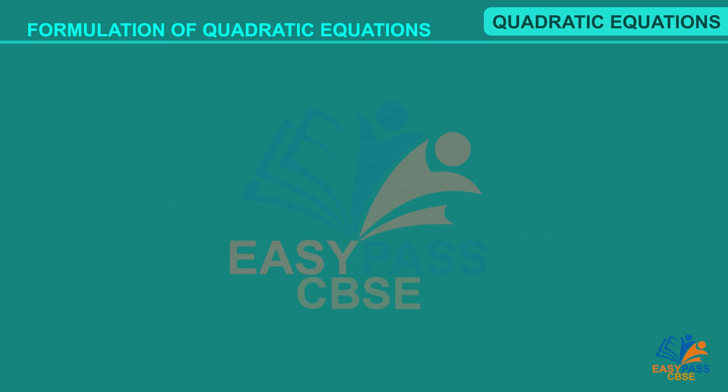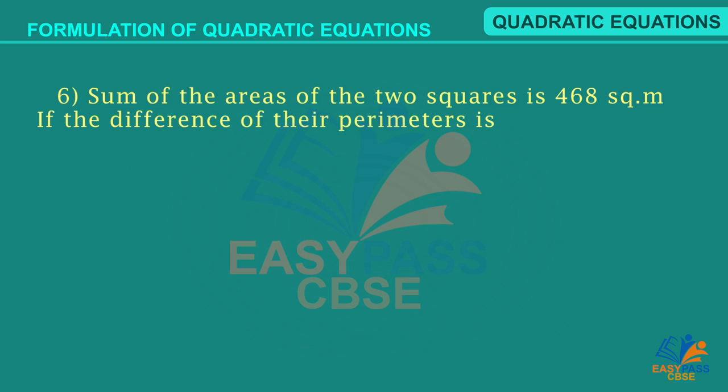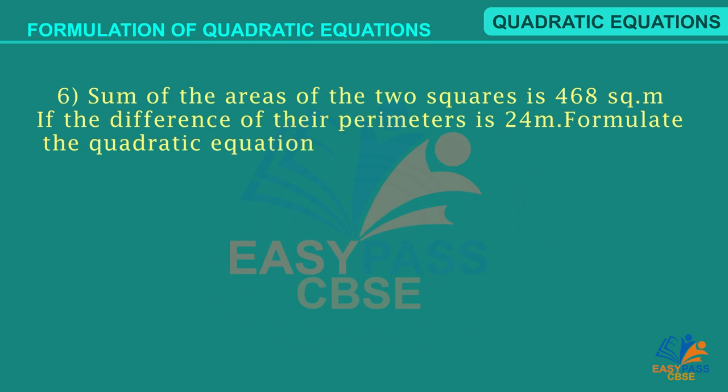Sixth example. The sum of the areas of the two squares is 468 square meters. If the difference of their perimeters is 24 meters, formulate the quadratic equation to find the sides of the two squares.